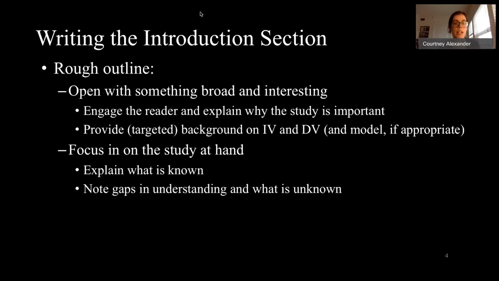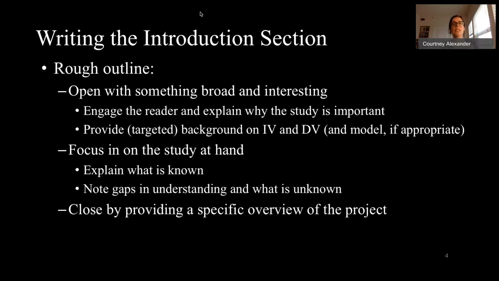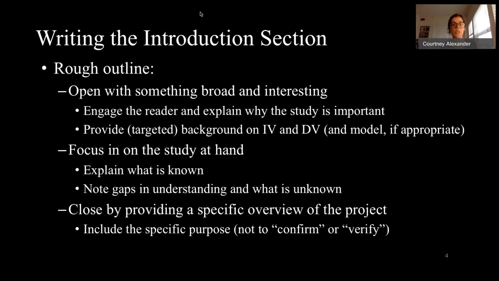You want to explain what is known, and then you present that, we call it a gap in knowledge. So previous work has found this. No one has been able to find a drug to help people. That's why I'm doing this work. You want to close by providing a very specific overview of the project. So what did you do? You want to include the specific purpose, not something like confirm the importance of my work or confirm the importance of a drug, right? But a specific purpose to determine the dose and the effectiveness of a drug on memory in mice.